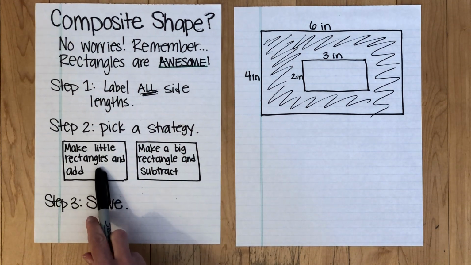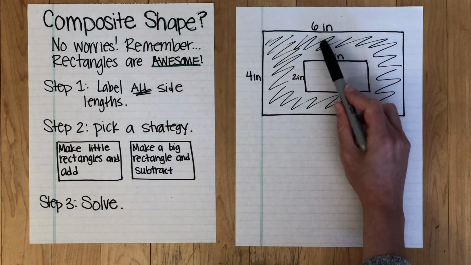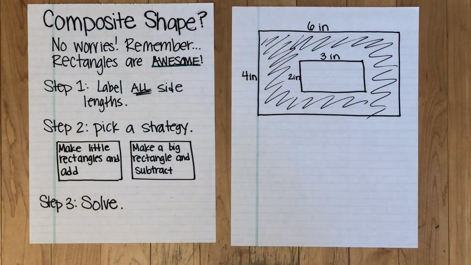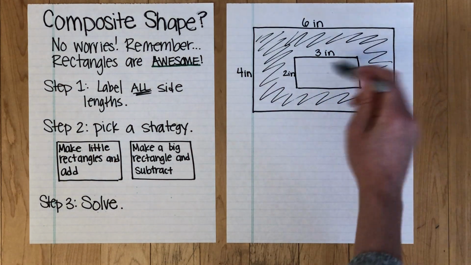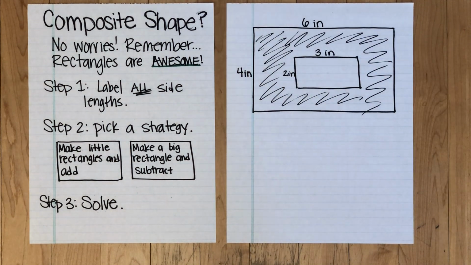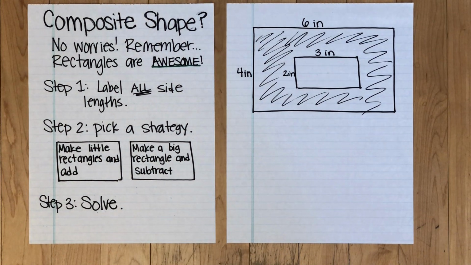You could make little rectangles and add, but you're going to have to make a rectangle here, a rectangle here, a rectangle here. You're going to have at least 4 rectangles. That's a lot more work than just making one big rectangle and subtracting the small rectangle. So I'm going to go for my second strategy here: make a big rectangle and subtract.